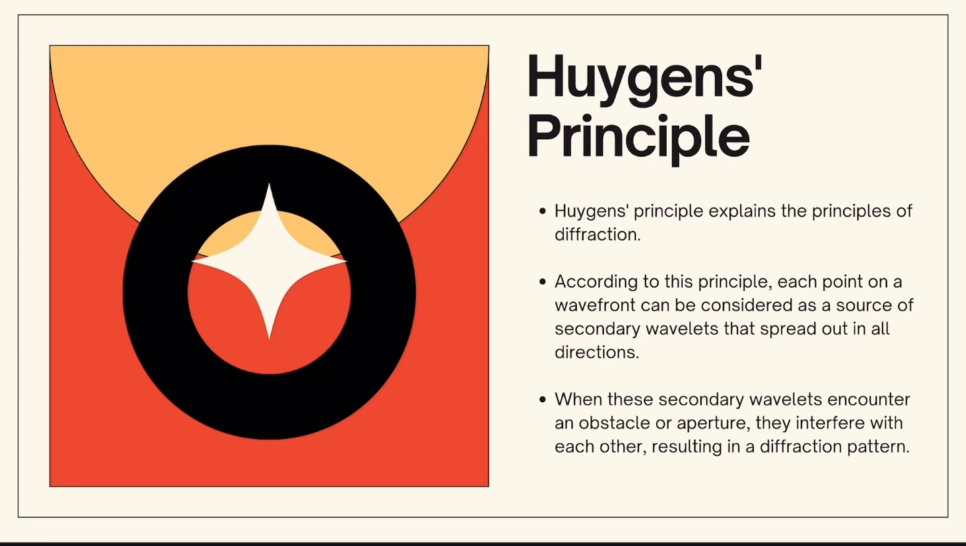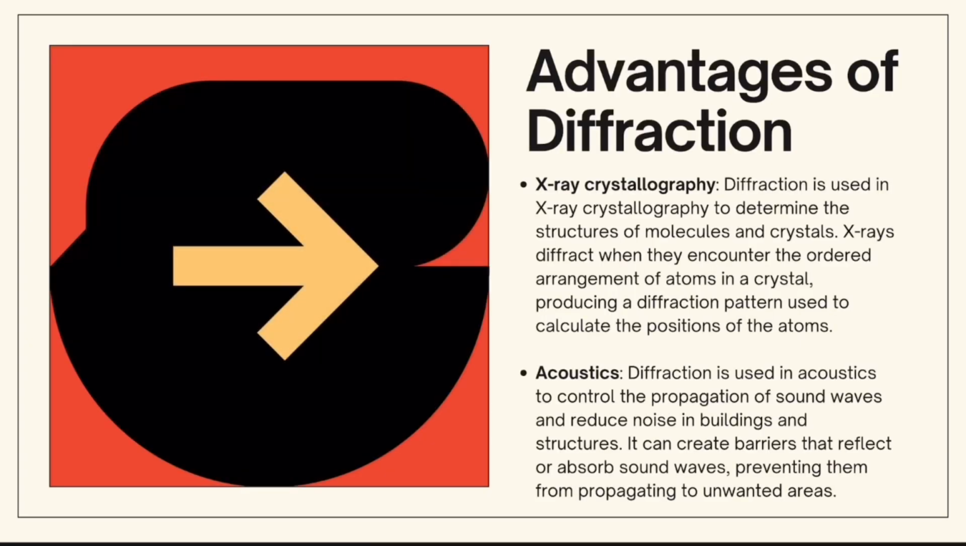Huygens principle. Huygens principle explains the principles of diffraction. According to this principle, each point on a wavefront can be considered as a source of secondary wavelets that spread out in all directions. When these secondary wavelets encounter an obstacle or aperture, they interfere with each other, resulting in a diffraction pattern. Now, the advantages.